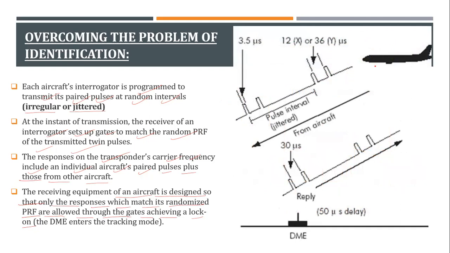This is the aircraft sending out the signal. There's a pulse interval. This pulse pair interval is jittered. We don't know how much it is. It could be less, it could be more. It depends on the aircraft. And the reply is also the same, you can see. The same way, just the frequency is changed.